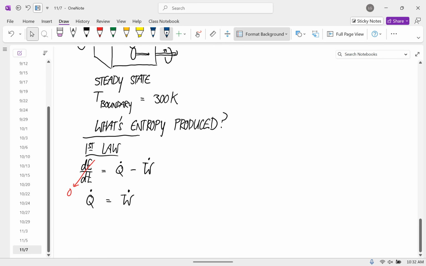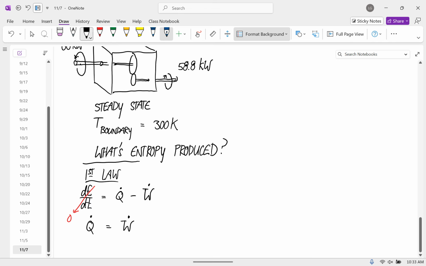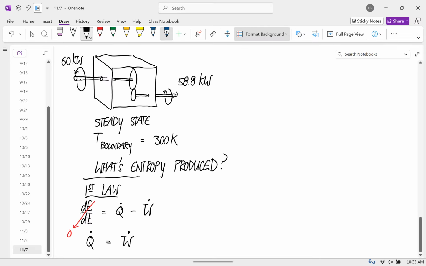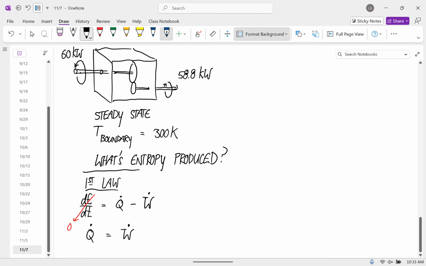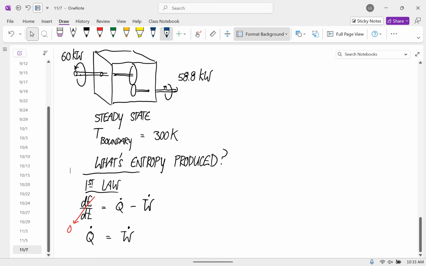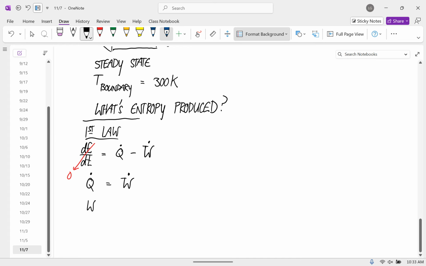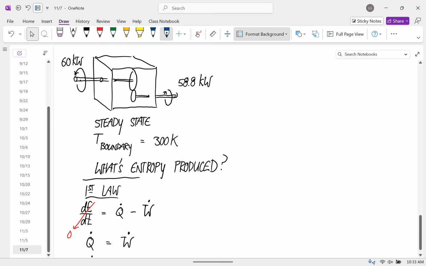And now the way we're going to use this, we're trying to get to this rate of heat transfer. We're given powers, so those relate to the work. So we have work coming into our system of 60 kilowatts. So W dot is equal to, would that be a positive or a negative 60 kilowatts?